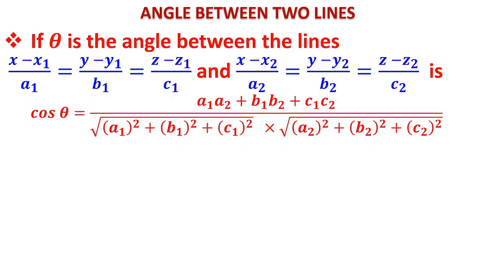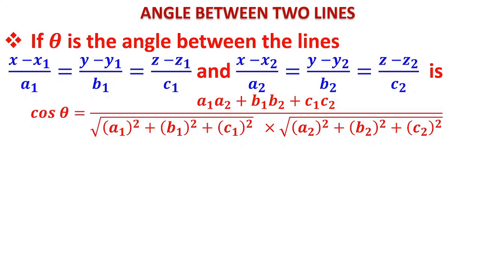Here we have to identify the direction ratios of the first line. First line direction ratios A1, B1, C1. Second line direction ratios A2, B2, C2. Please be careful, these direction ratios are to be identified after converting the line into general form or symmetric form. Then cos theta is equal to A1 A2 plus B1 B2 plus C1 C2 divided by square root of the sum of the squares of the direction ratios of the first line multiplied by the sum of the squares of the direction ratios of the second line.